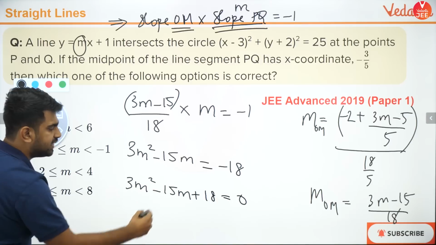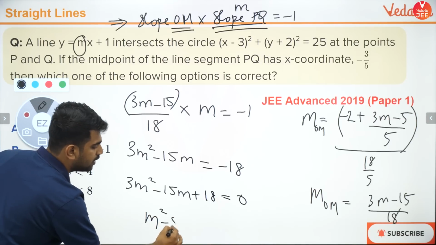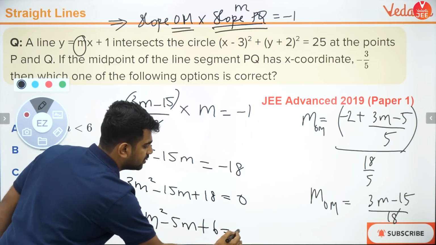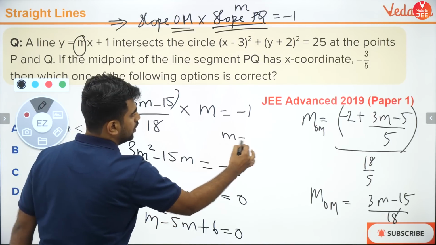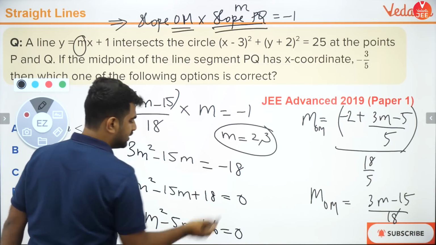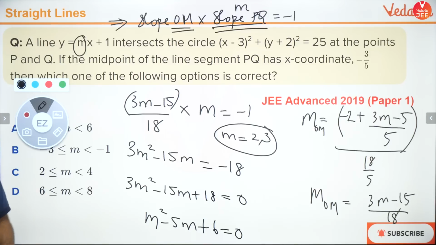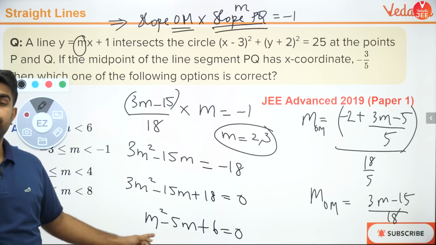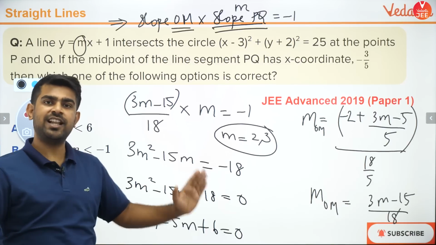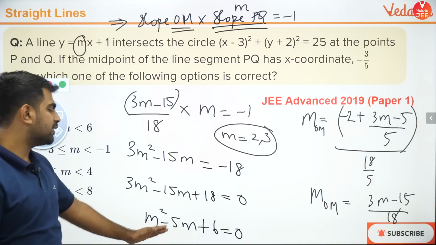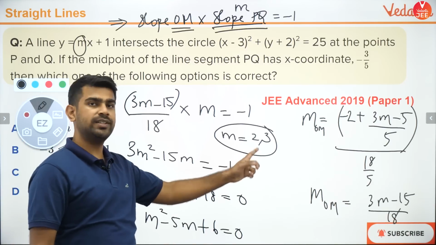If I cancel 3 from everything, I'll get m square minus 5m plus 6 equal to 0. So what is the value of m? I get m equal to 2 and 3. Guys, this is a quadratic. I'm sure by now you should know the roots of this. We have been doing this right from 9th standard, 10, 11, 12th. So m square minus 5m plus 6 will have roots 2 and 3.